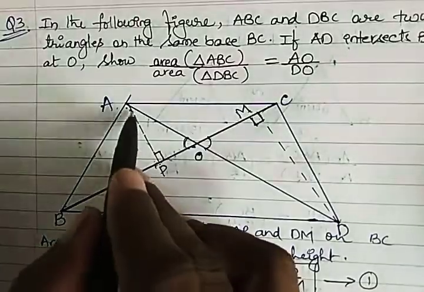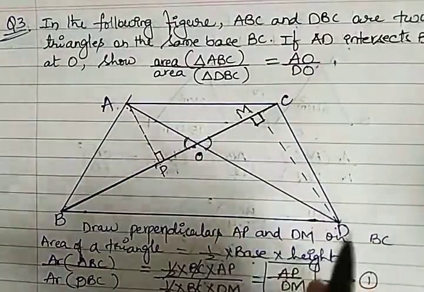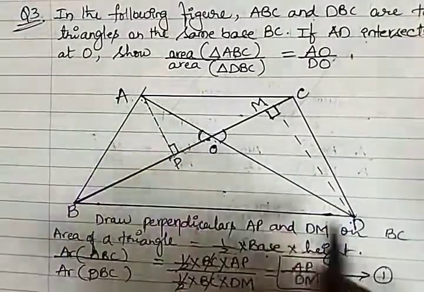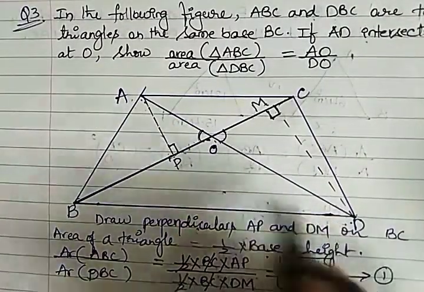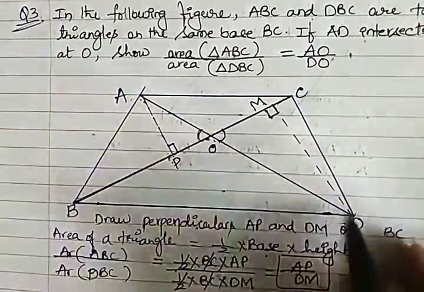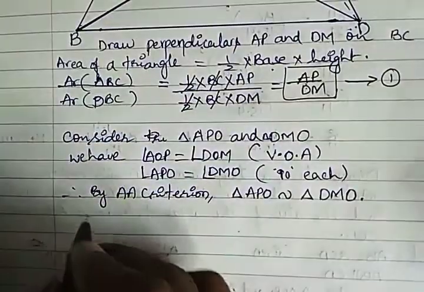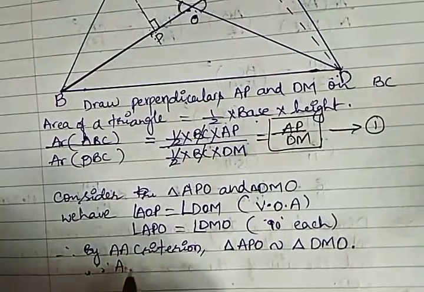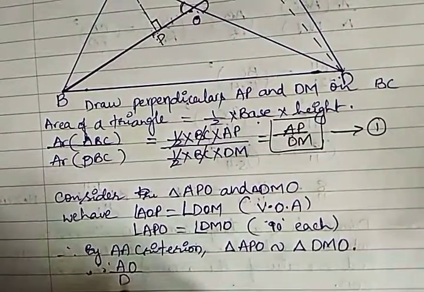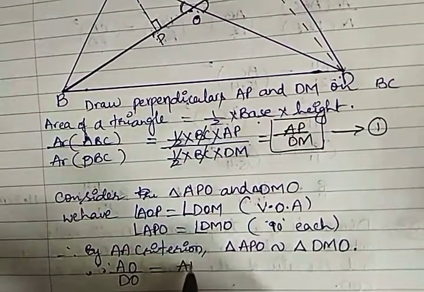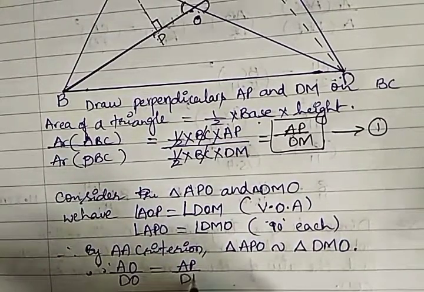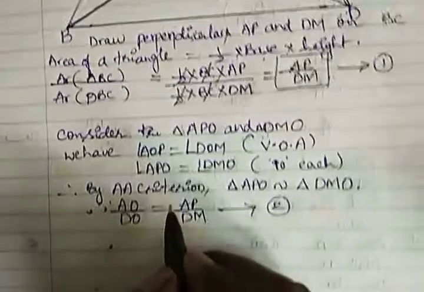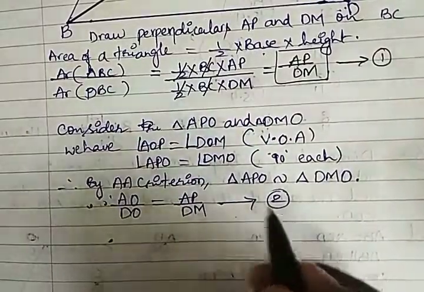What are the corresponding sides? AO and DO are one corresponding pair of sides, and AP and DM are another pair. So we can write, therefore, AO by DO is equal to AP by DM. This is equation 2. This is the condition written based on the similarity of the triangles.